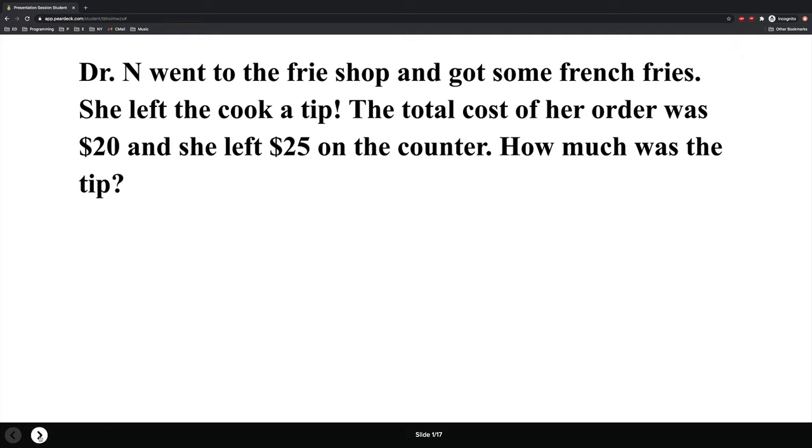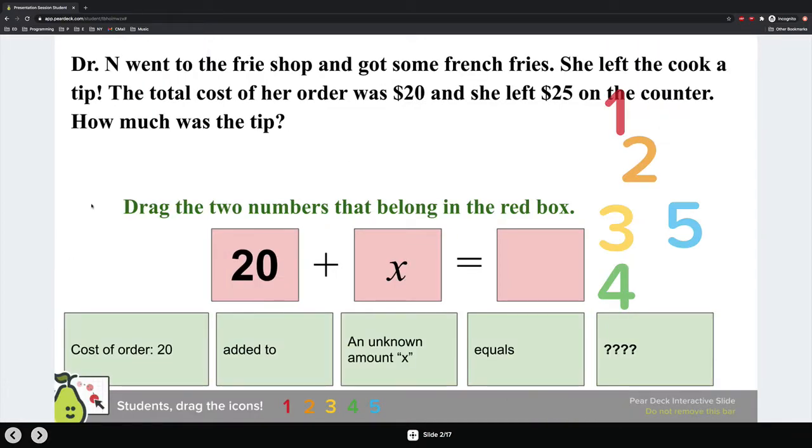The students would click to the next slide and it says drag the two numbers that belong in this red box here, drag them in there. So 20 plus x equals something. And when we read up here, the total cost of the order was 20 and she left 25. We're going to go ahead and drag this 2 and this 5 in here.